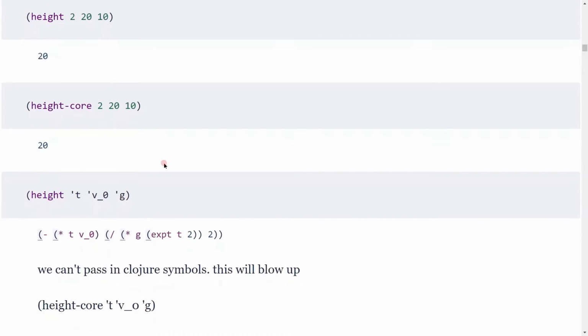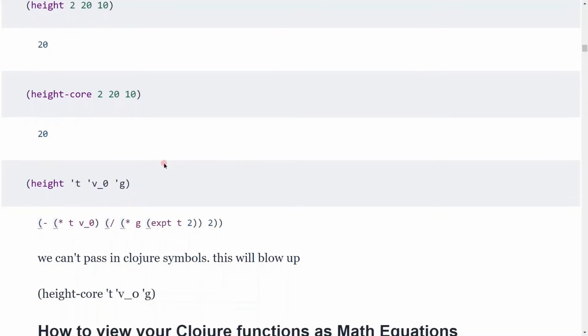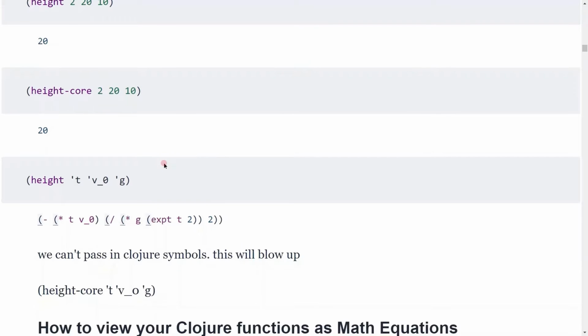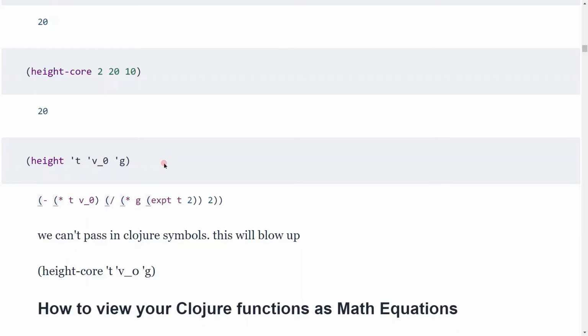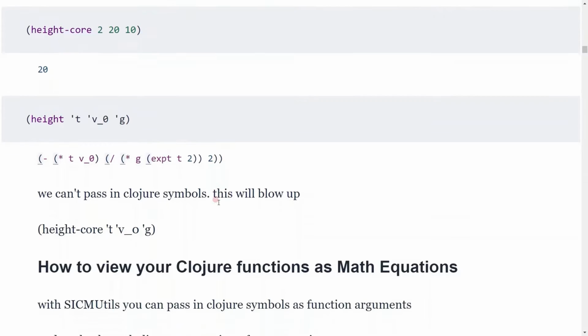We can also call our height function with Clojure symbols, and what we get is an expression in prefix notation showing the symbolic form of our function. But we cannot call the height core function with Clojure symbols. We will get an exception if we do that. So how do we convert the prefix form of this expression to the usual infix notation that we're familiar with?